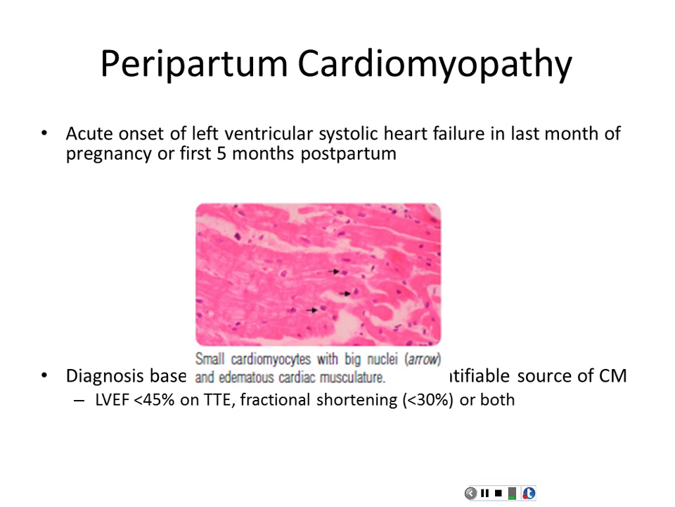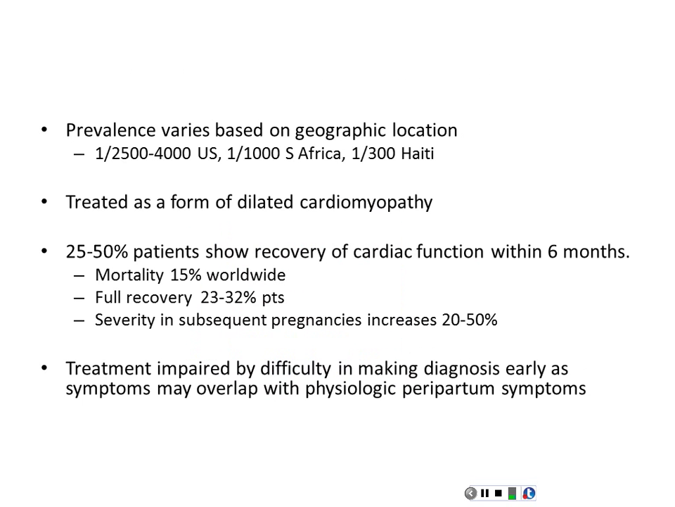So we all know that peripartum cardiomyopathy is an acute onset of left ventricular systolic heart failure, usually in the last month of pregnancy or first 5 months postpartum. Basically there's really no other identifiable source of cardiomyopathy. The left ventricular ejection fraction is less than 45%. And the prevalence differs based upon where it is, whether it's in the US or Africa, or it's much more prevalent in Haiti, and it's treated as a form of dilated cardiomyopathy.